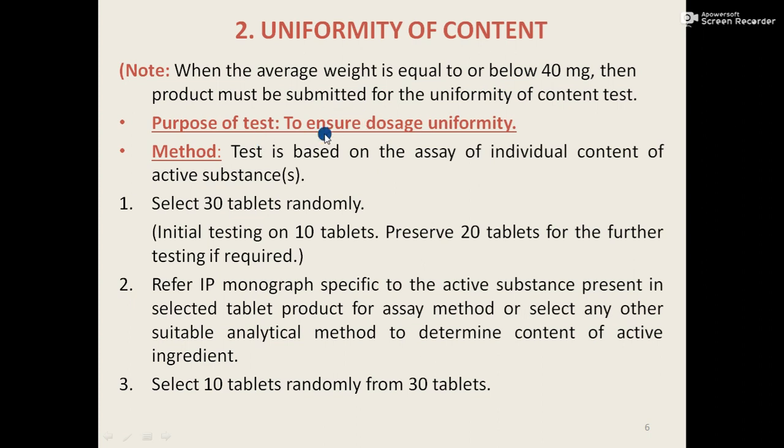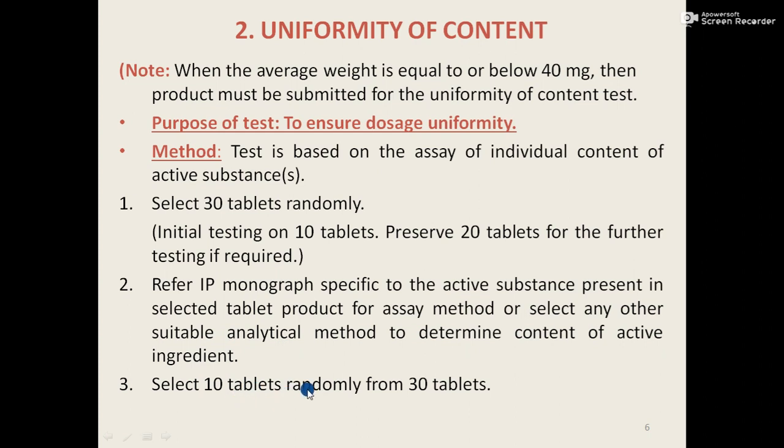Regarding purpose, this test directly ensures the dosage uniformity because it is based on the assay of the individual content of the active ingredient. To perform this test, we need to select 30 tablets randomly from the given lot of tablets. The initial testing is required on 10 tablets, so preserve 20 tablets for further testing if required. Before assaying, we have to refer to the IP monograph specific to the active substance present in the selected tablet product for the assay method, or we can select any other suitable analytical method to determine the content of the active ingredient.